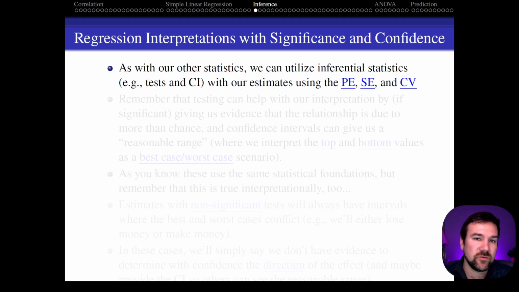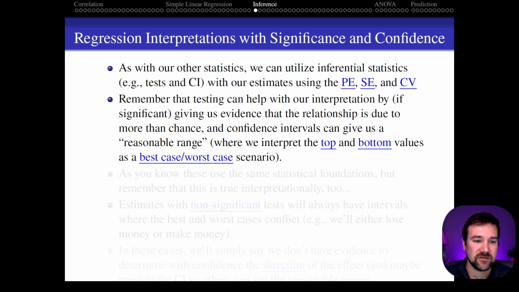So, as we work through this, we're going to be coming back to the PE, SE, and CV notation for our hypothesis tests and confidence intervals, and we're going to be sticking with this largely through the rest of the course. Recall PE stood for point estimate and was our single number best guess. SE stood for standard error and was the measure of variability for our best guess, and CV was the critical value and came from a distribution.